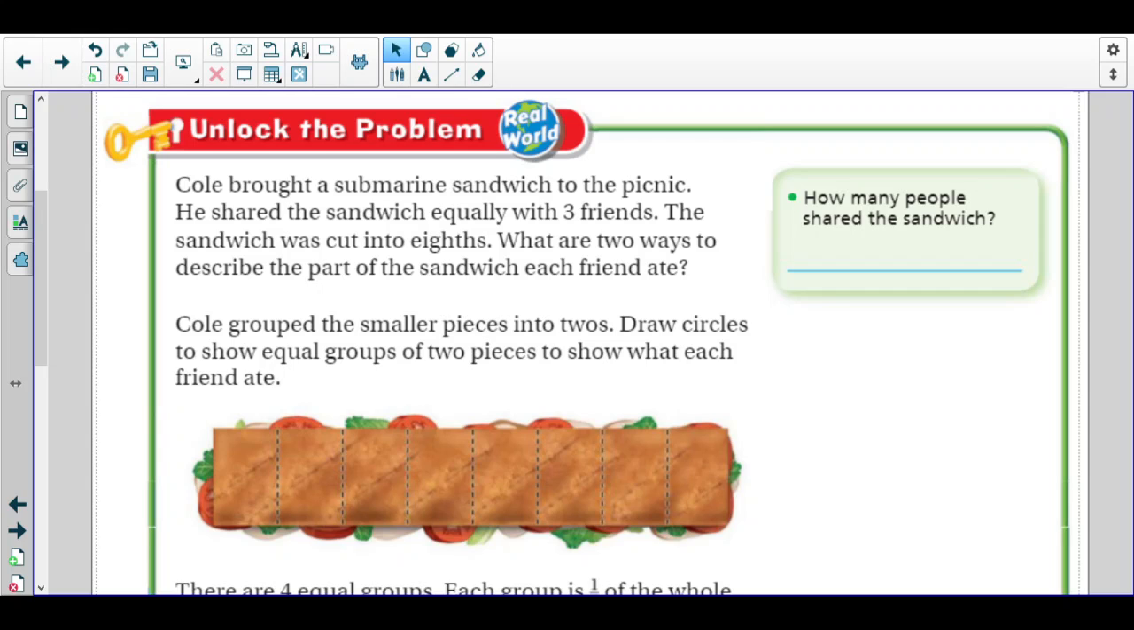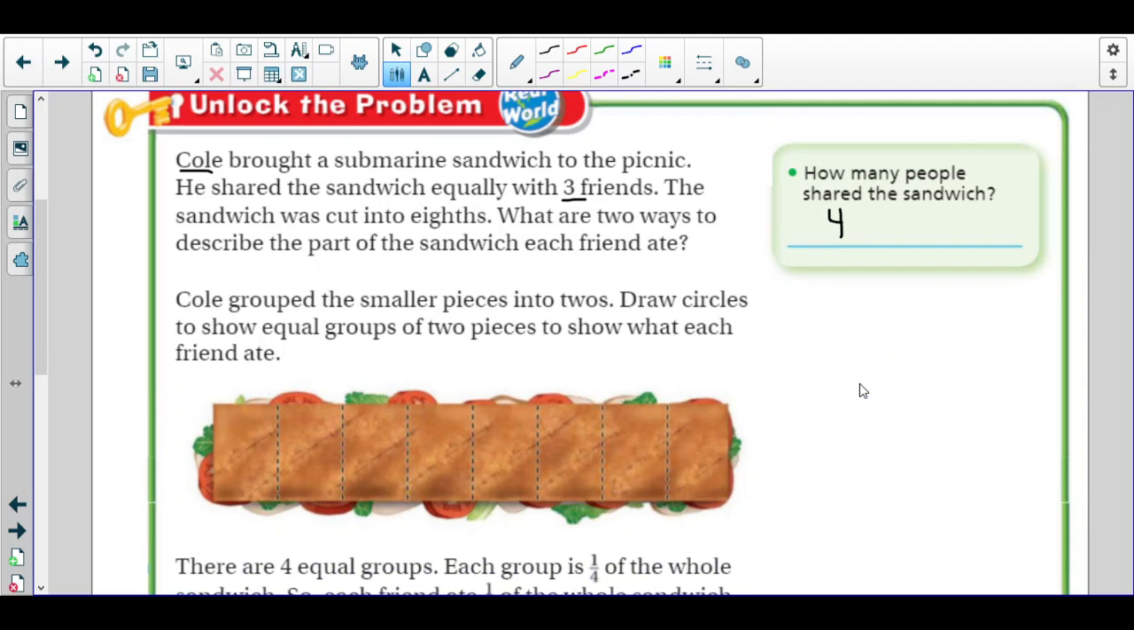Now, here's a little bit of a trick in this, and we've got to be careful with some of these problems. Cole brought the submarine to share equally with 3 of his friends, and so automatically you think that there's going to be 3 people, but Cole is the 4th person. So how many people? That's 4. Cole grouped the smaller pieces into 2s. Draw circles to show equal groups of 2 pieces to show what each friend ate.